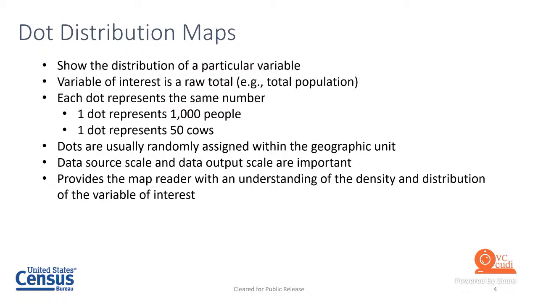We usually want to have the source data available at a fairly high resolution related to the map scale. And I'll describe that in a little bit more detail when I show examples on the next couple of slides. But with the dot distribution map, the cartographer controls the dot size and the value of the dot. And this technique provides the map reader with an understanding of the density and the distribution of the variable of interest. Next slide, please.